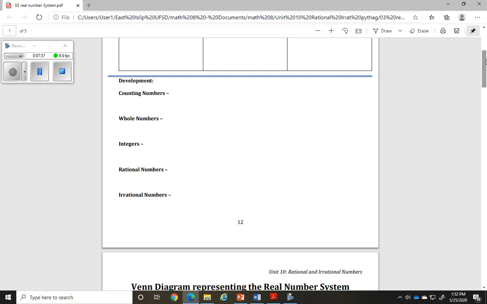Counting numbers, we can write in set notation like how I did in the PowerPoint. It's the numbers 1, 2, 3, and so on. It's numbers we use when we count. Whole numbers, remember, are the counting numbers with one extra element of 0. Integers, we can write this in words. We could say it's the whole numbers and their opposites. We could write it in set notation.